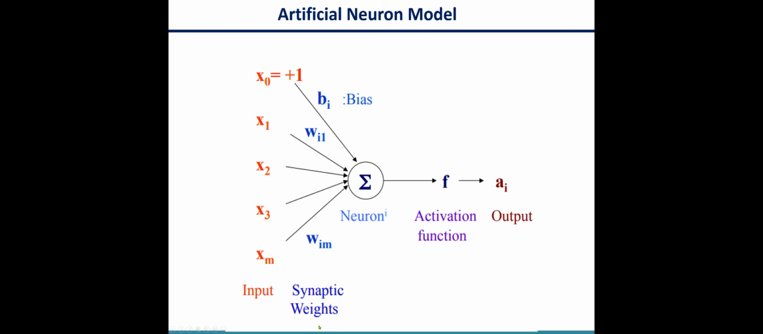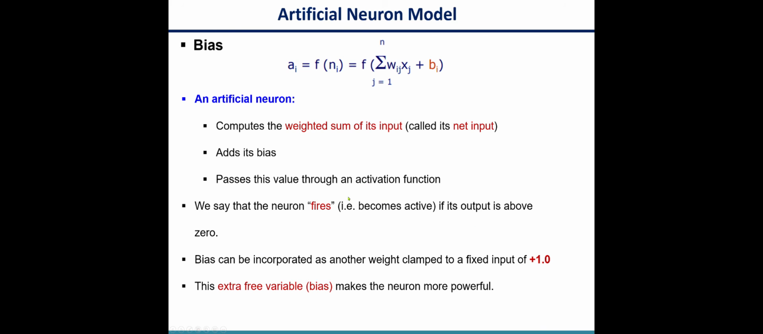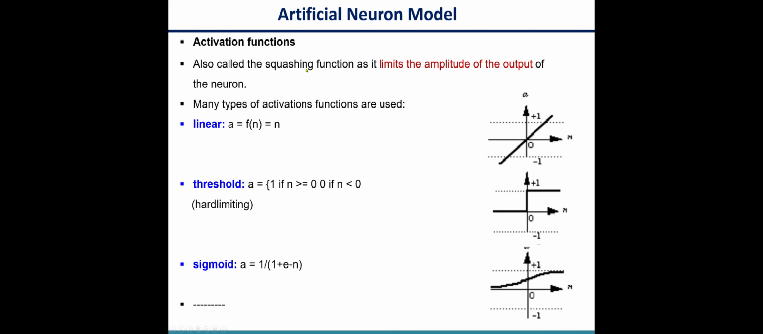In other words, we can use an activation function. The activation function is called a squashing function, and it limits the amplitude of the output of the neuron. We have different activation functions based on our applications, but mostly we use sigmoid and tangent. Many types are used, like linear and threshold functions, whose output is between 1 and 0, which is hard limiting.